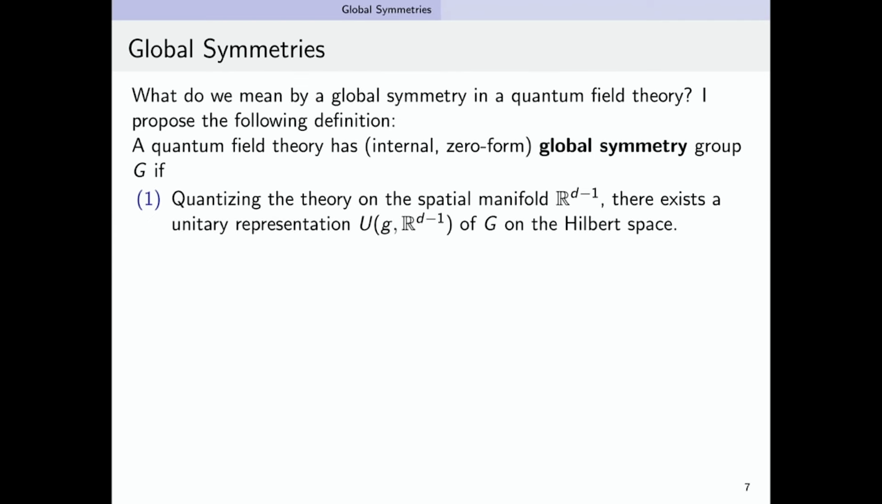Sorry, in your previous slide, you had a single Hilbert space. You were thinking of the axiom system where you're on a fixed Minkowski spacetime. Yeah, I'm still in that here. In other words, quantizing on a spatial manifold, you just mean the Hilbert space we're talking about. Yeah, I mean the Hilbert space that we're talking about.